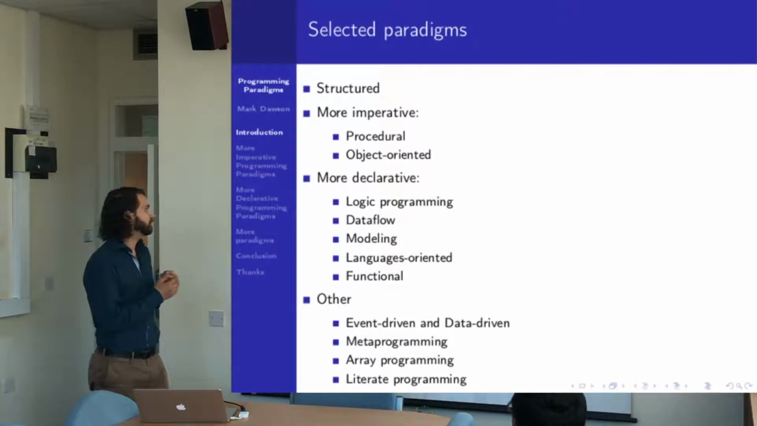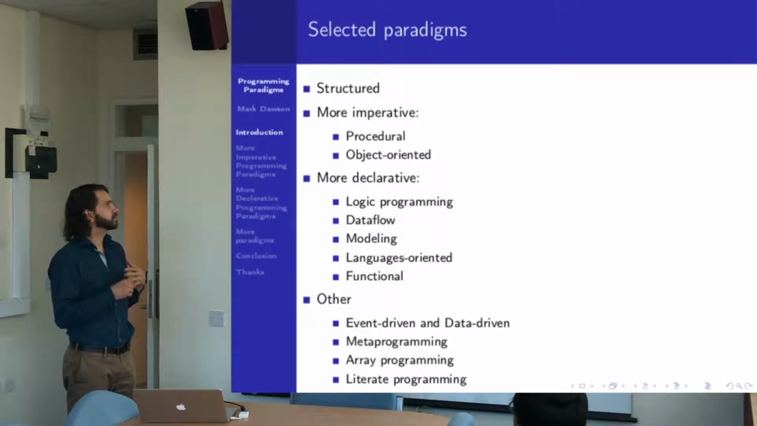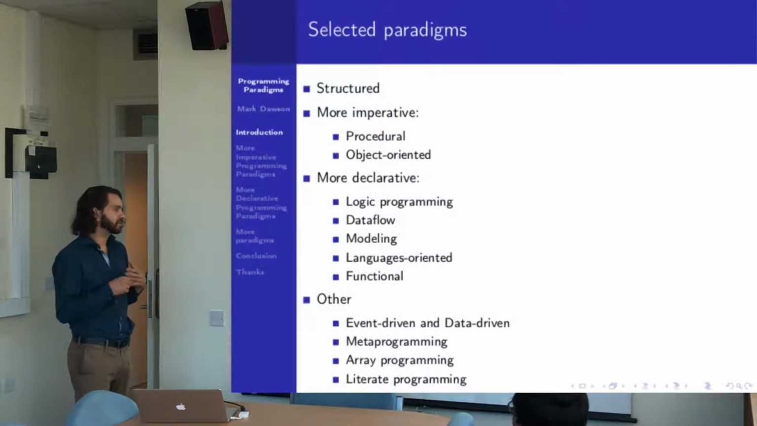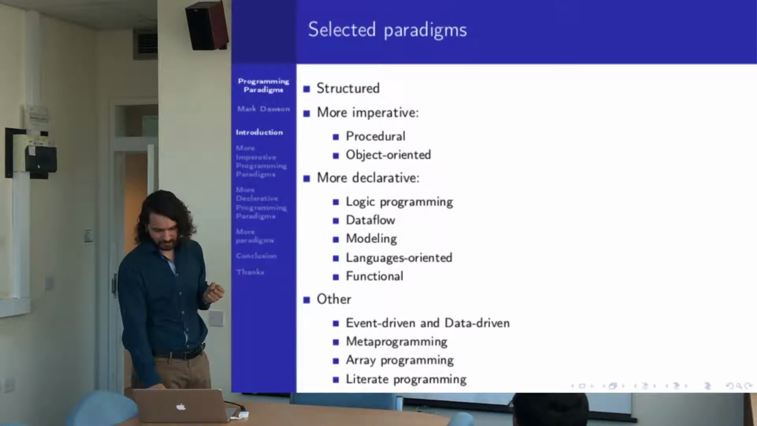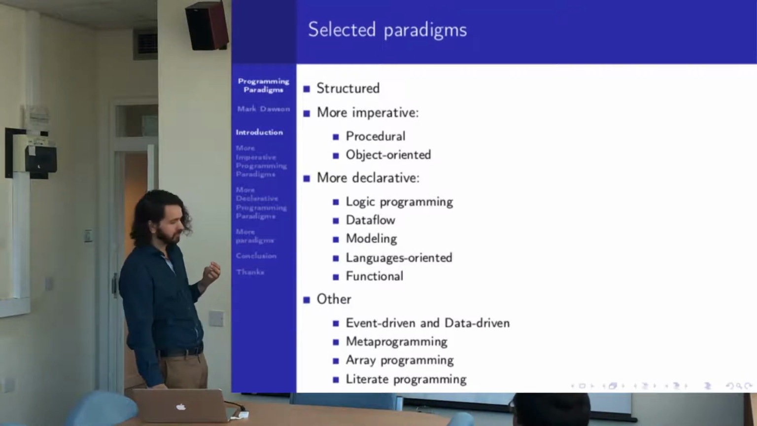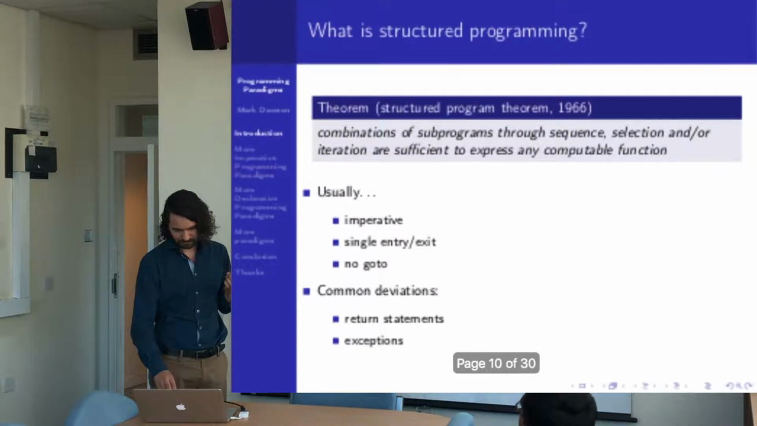These are the ones that I'm going to touch on very, very briefly. So imperative: procedural, object; declarative: logic, data flow, modeling, language-oriented, functional; and then, very briefly, event, data-driven, metaprogramming, wave programming, literate programming. So they're probably, broadly speaking, the more common.